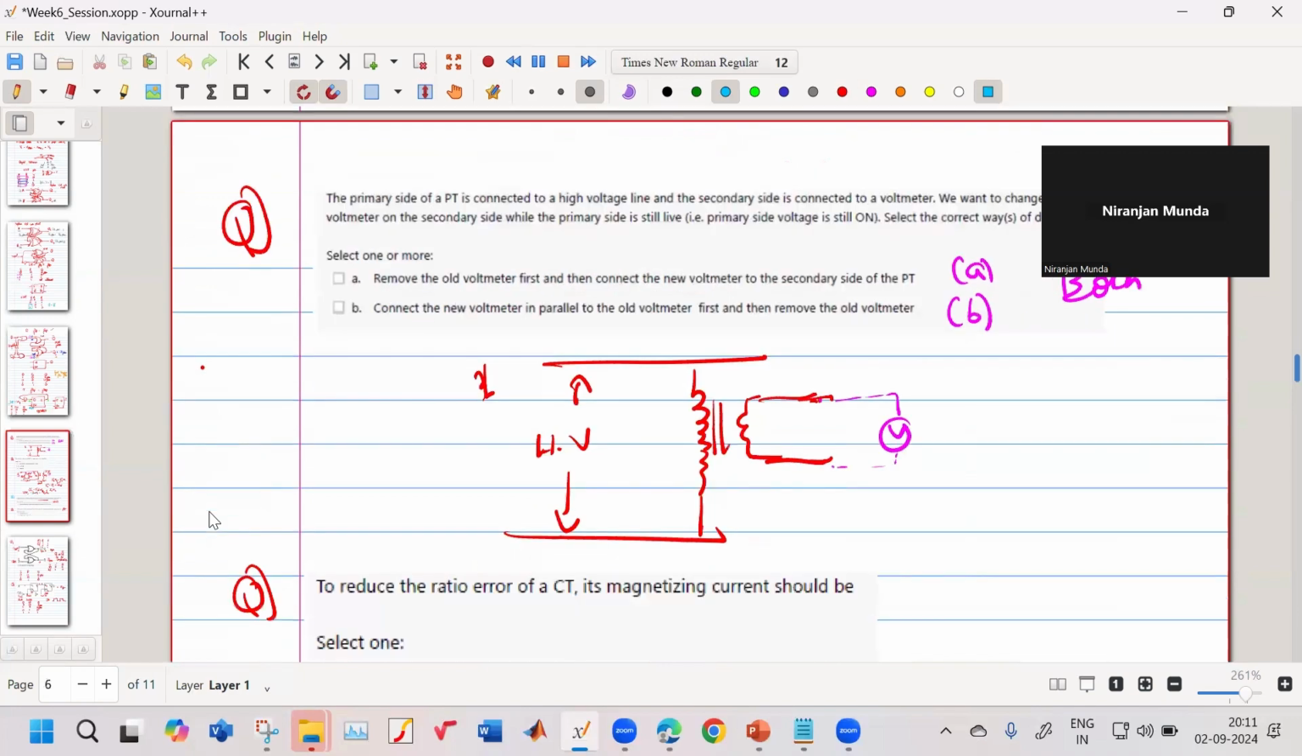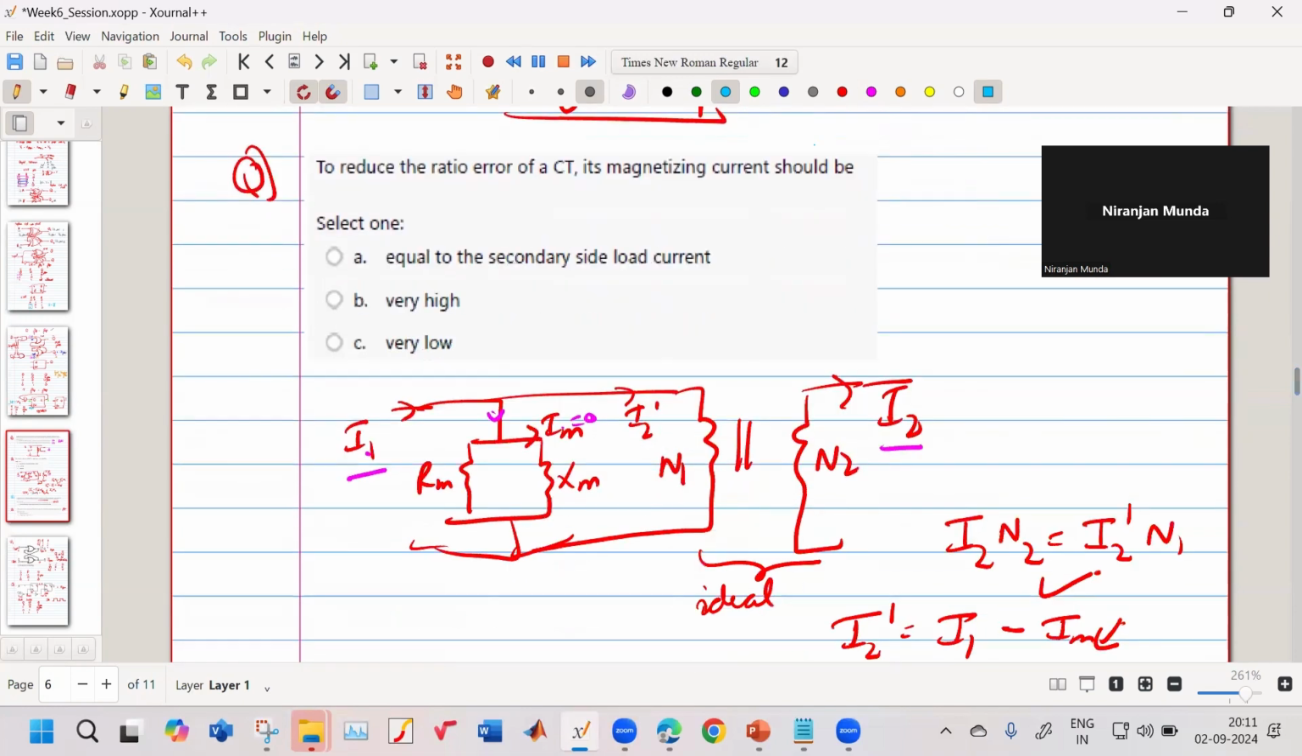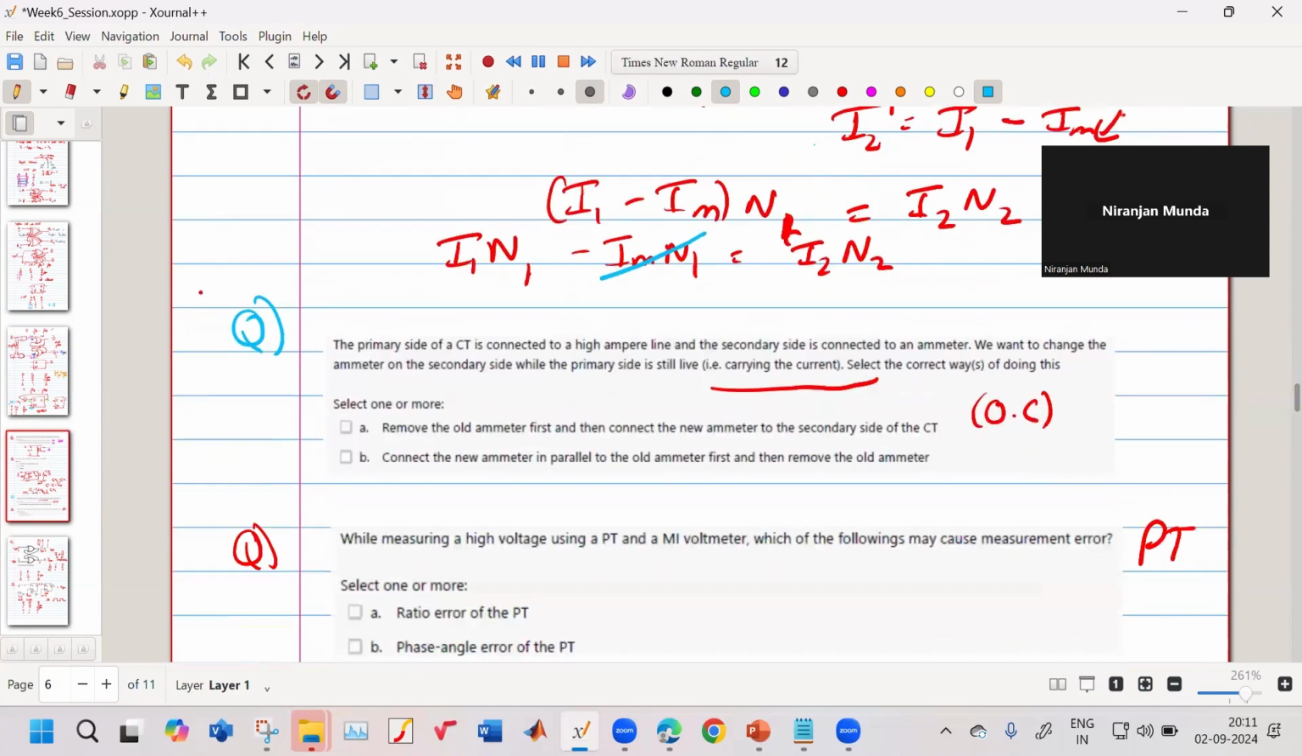After the toggle flip-flop, we considered some questions for a PT and current transformer, such as how to reduce ratio error. If you want the ratio error to reduce, then the magnetizing current should be as low as possible. Then we considered that a CT should never be open circuited. Open circuit is not permissible at any time. In that case, we have to connect a new ammeter in parallel to the old ammeter first, and then remove the old ammeter.